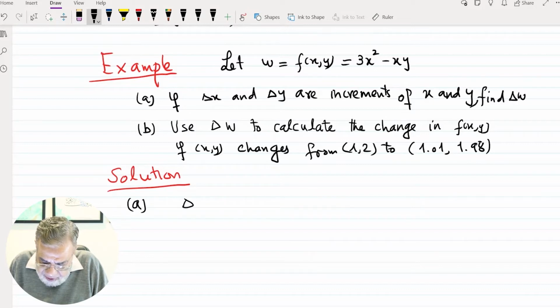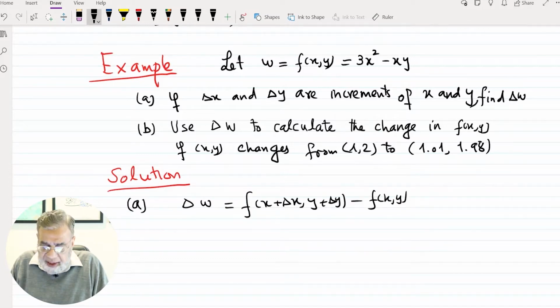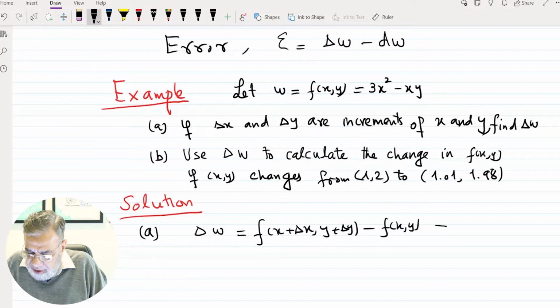What's my delta w? My delta w, as defined before, the exact value will be f(x plus delta x, y plus delta y) minus f(x, y). So this is my formula. Here f(x, y) is given. I find f at x plus delta x and y plus delta y, and then substitute in this one. This is my number one.